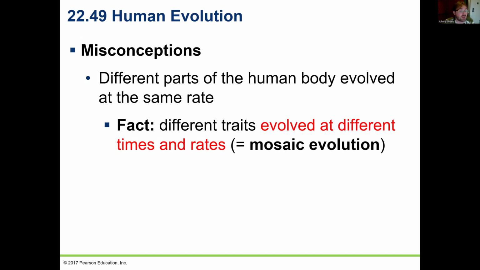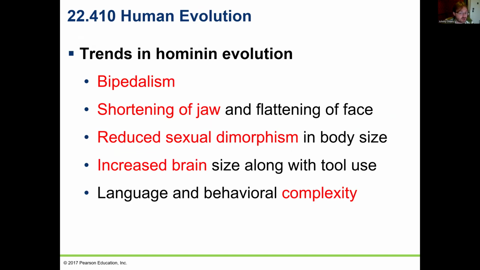Now, different parts of the human body evolved at different rates. Different traits evolve at different times and rates. This is known as mosaic evolution. Like, bipedalism might have happened quickly, but something like shortening the jaw and flattening the face might have taken longer. Reducing sexual dimorphism and body size could have happened really quickly, actually. Increasing brain size with tool use would have been super, super slow. And language and behavioral complexity is going to be directly correlated to brain size.